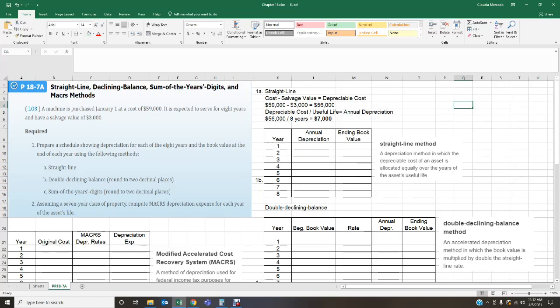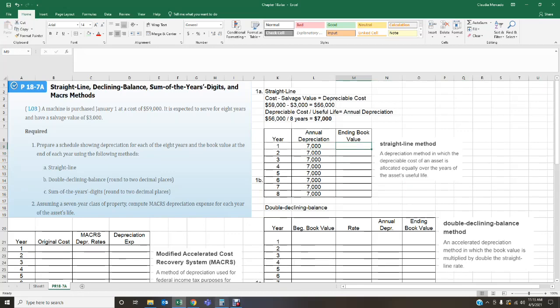Remember, the first thing we have to do is calculate the depreciable cost. That's your cost minus your salvage value. So we've got the 59,000 minus the 3,000, which gives me $56,000. That is what I'm going to depreciate, my depreciable cost. Then you divide it by its useful life. The problem said that this asset was going to be good for 8 years. That gives me my annual depreciation. So every year my annual depreciation is going to be $7,000. That is not going to change. It's straight line, every single year my depreciation is going to be $7,000.